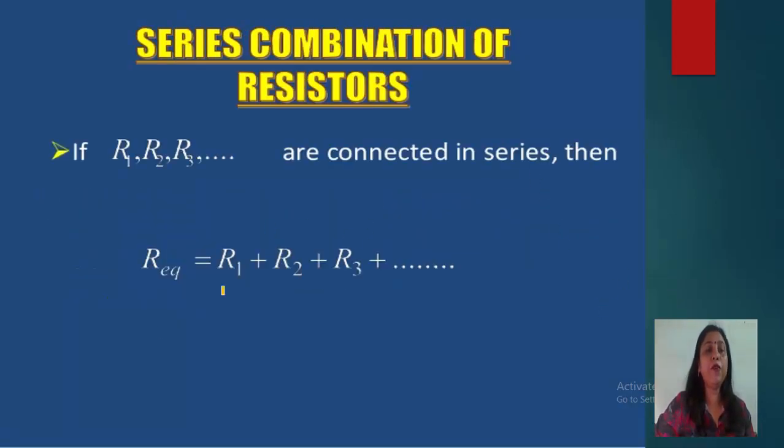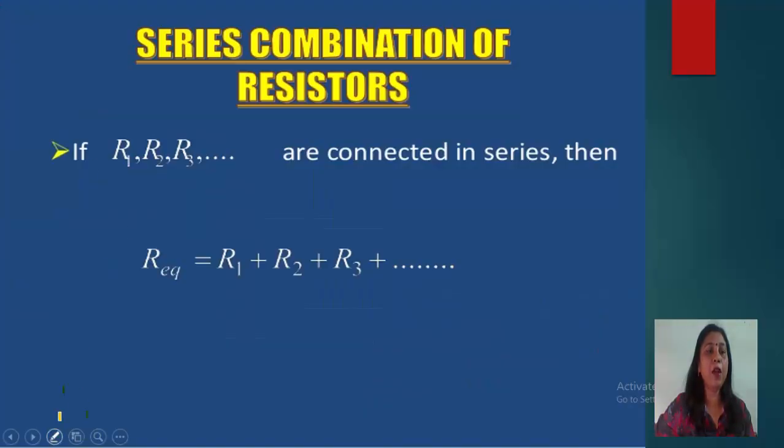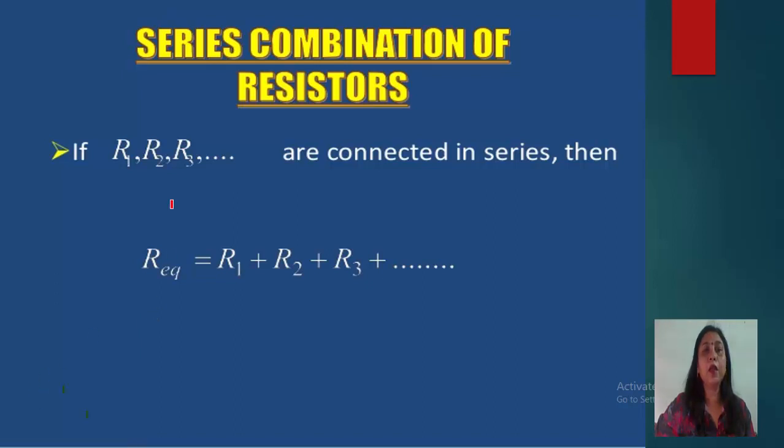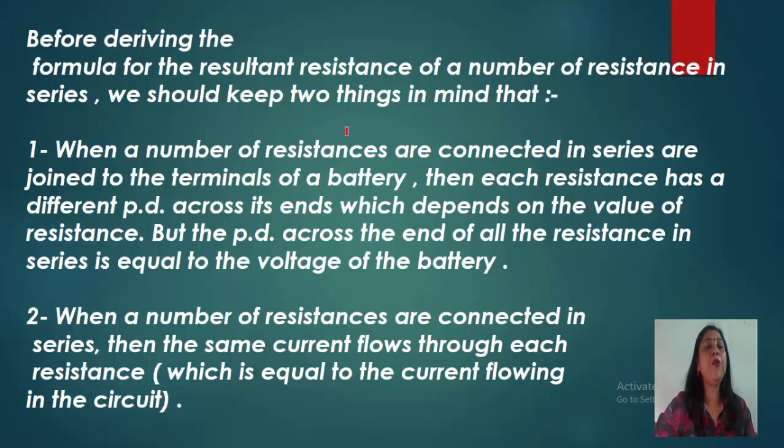Now, series combination of resistances. If R1, R2, R3 are connected in series, then R equivalent, meaning the resultant or total resistance, is equal to R1 plus R2 plus R3 and so on. Now we will derive the formula for the resultant resistance of a number of resistors connected in series. But before deriving this formula, we should keep these two things in mind.